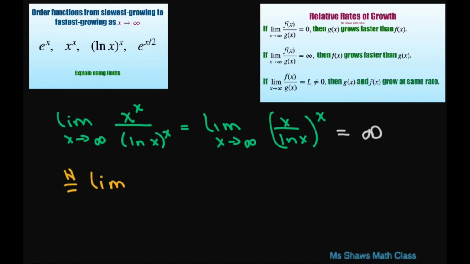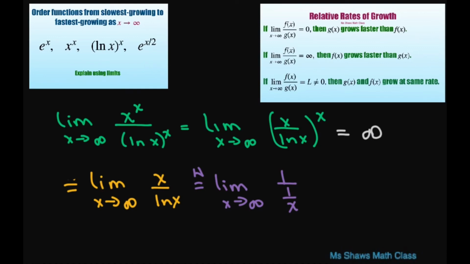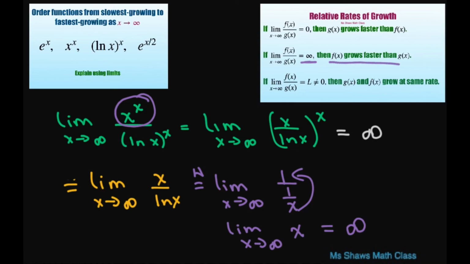Let's write this out and differentiate our x divided by ln of x. So now using L'Hopital's rule, that would give us 1 divided by 1 divided by x. Okay, and this can be simplified to the limit as x approaches infinity of x, so that equals infinity. Now, that tells us that x to the power of x grows faster since we went to infinity. So f of x grows faster, the numerator grows faster.